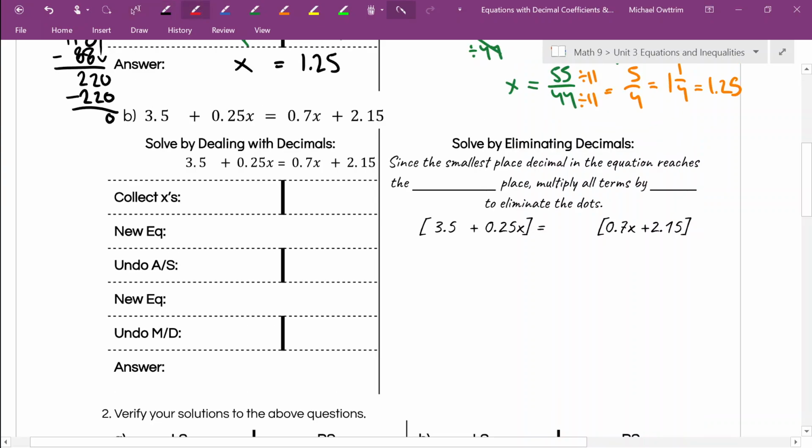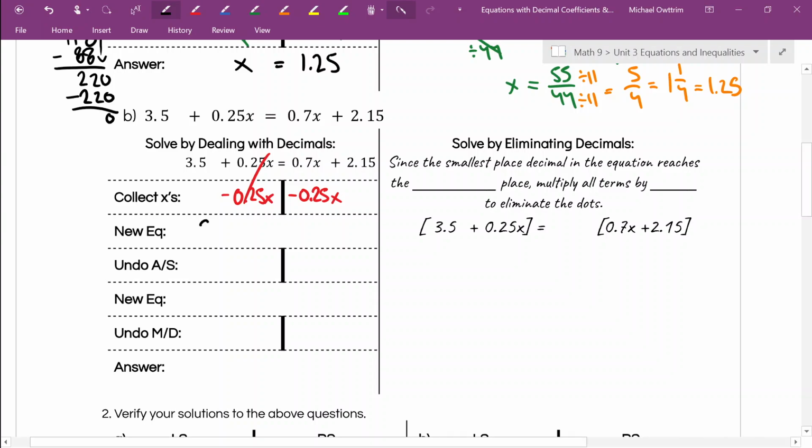Okay, so starting with dealing with the decimals, we're going to want to collect our x's. We do have x's on both sides of this equation, and so we want to go ahead and keep the side that is bigger and cancel out the side that's smaller. So if we compare 2/10 to 7/10, obviously 7/10 is bigger than 2/10. So we're going to leave the right side and we want to cancel out the left side. The opposite of plus 0.25x is minus 0.25x. Of course, we'll do that to both sides.